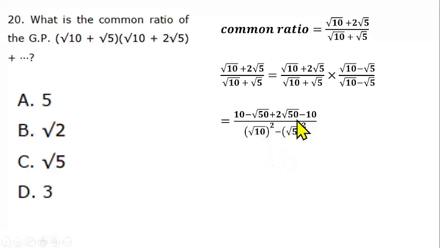So from there, what can we get? 10 minus 10 will give us 0. So we are left with minus root 50 plus 2 root 50. That gives us root 50. So we have root 50 there. So 10 squared will give us 10, minus root 5 squared will give us 5. So we have root 50 over 5. And the root 50 is something we can simplify. That will be 25 times 2, and so 25 will give us 5. So 2 over 5, we take care of 5, that will leave the other with root 2, which is option B.